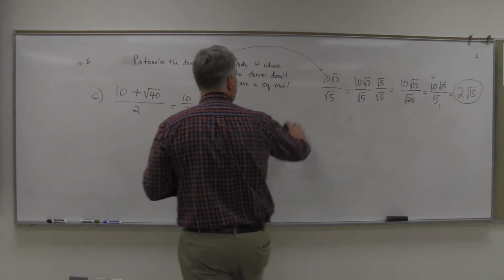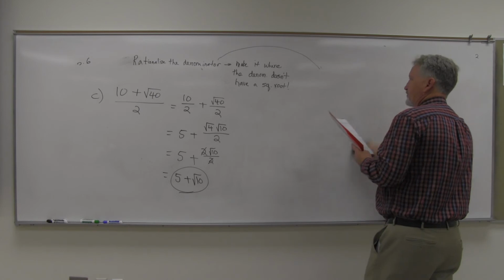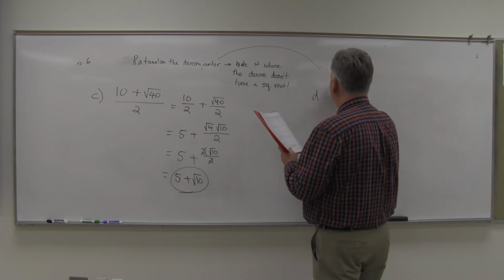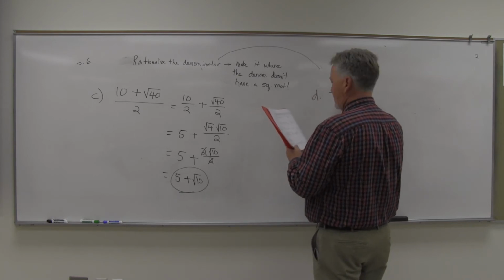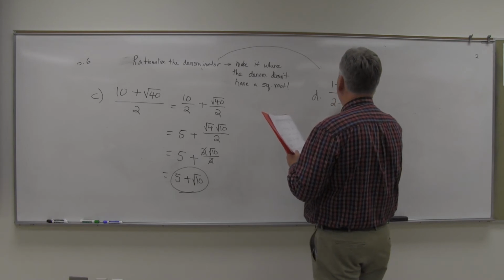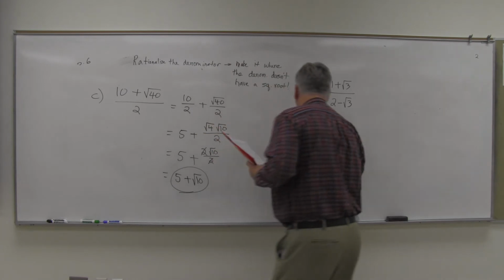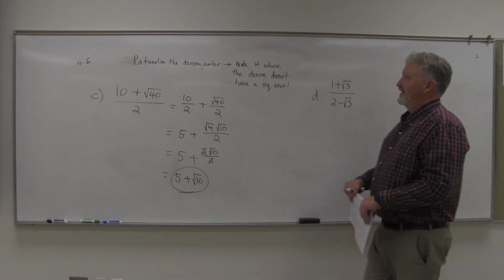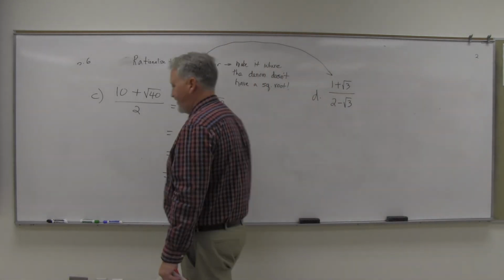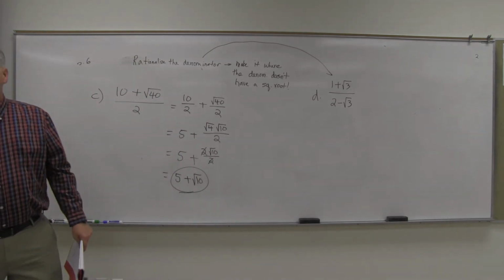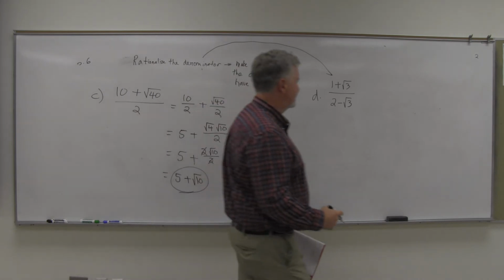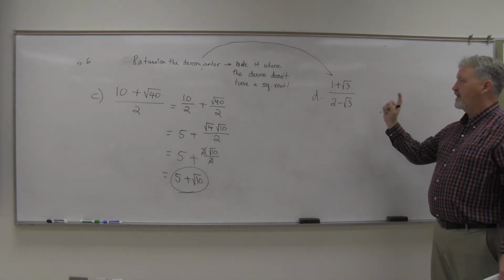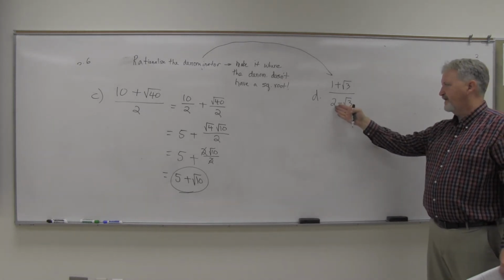All right, so D brings up the second rationalize the denominator type we finish off with here. So we've got 1 plus square root of 3 over 2 minus square root of 3. Okay, so this is another one where it'll say rationalize the denominator. I want to make it where the denominator doesn't have a square root in it. However, this one's different than the previous one, where I just multiplied by the square root of 3. Well, multiplying by the square root of 3 would not get rid of the square root of 3, because that would still have the square root of 3.